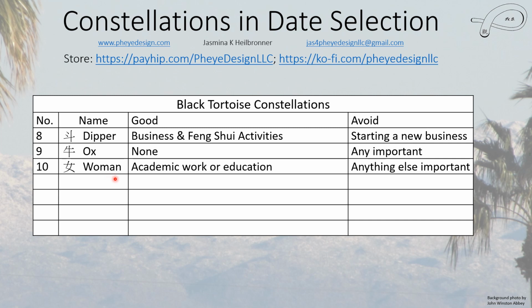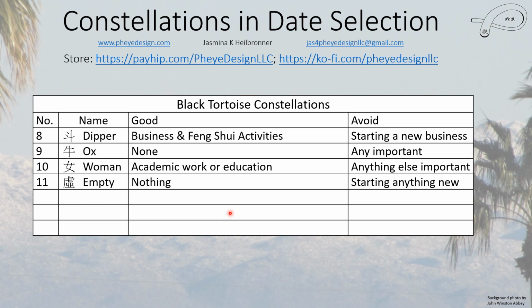Now, number 10 is woman. It is quite good for academic work or learning something, education. But basically, anything else important isn't very good. So things like marriage and travel and burial, which was, of course, a real big thing years and years ago. Not such a big thing today, but because burial was supposed to tell you your grandchildren's future, how good their life would be. I mean, that's how feng shui actually started.